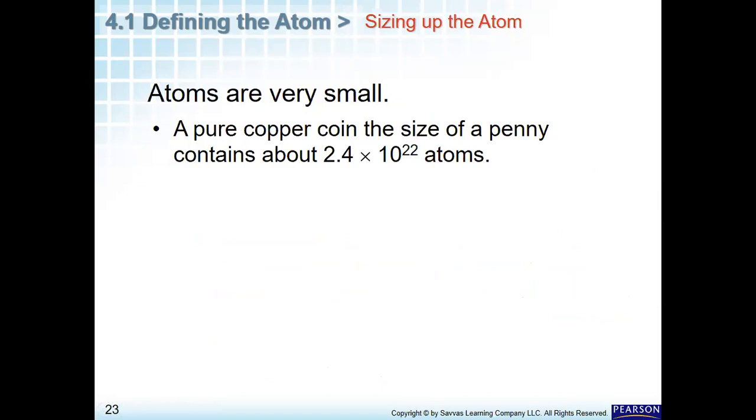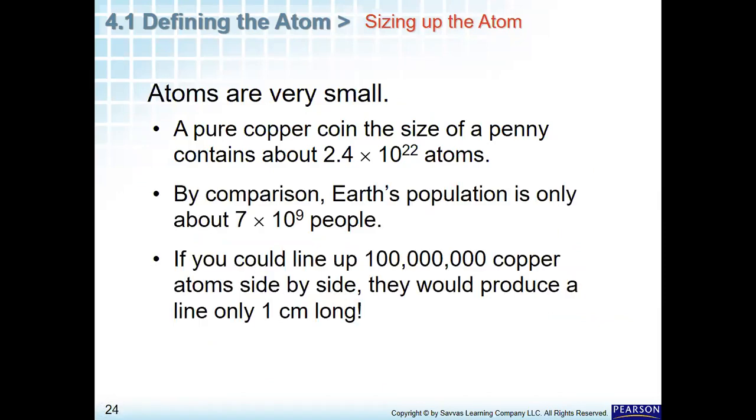The other part shown here is about atoms being very small. Here you can see that a pure copper coin, the small size of a penny, contains about 2.4 times 10 to the power 22 atoms. It's like getting double the population of the people around the world. By comparison, the Earth's population is 7 times 10 to the power 9 people.